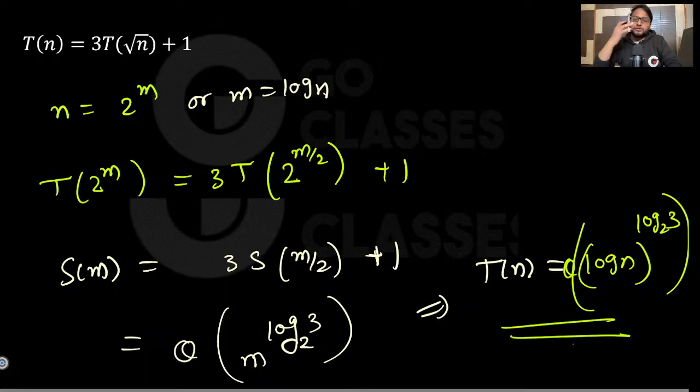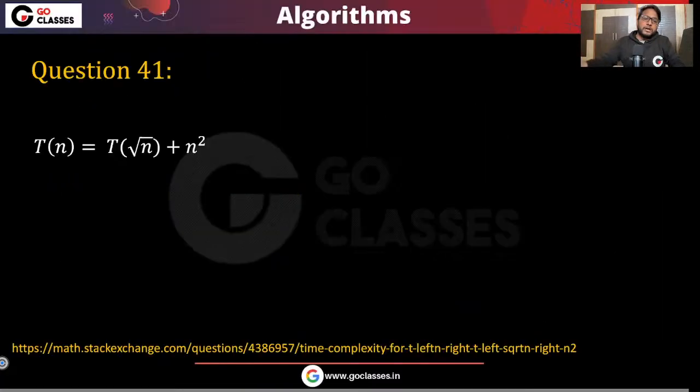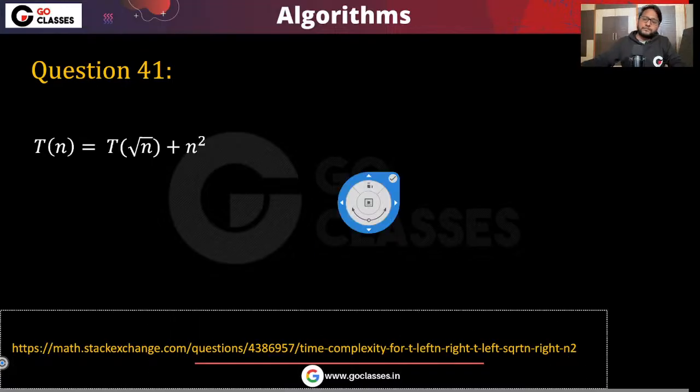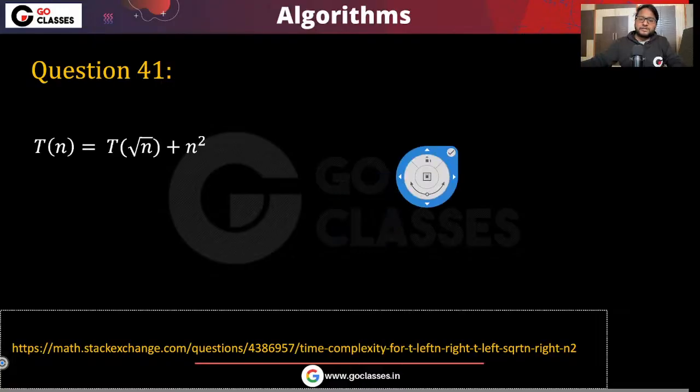Okay. So this is the answer that we have. Now let's solve this question. This question I have again taken from Stack Exchange. See, in this question also we can apply the same tricks.